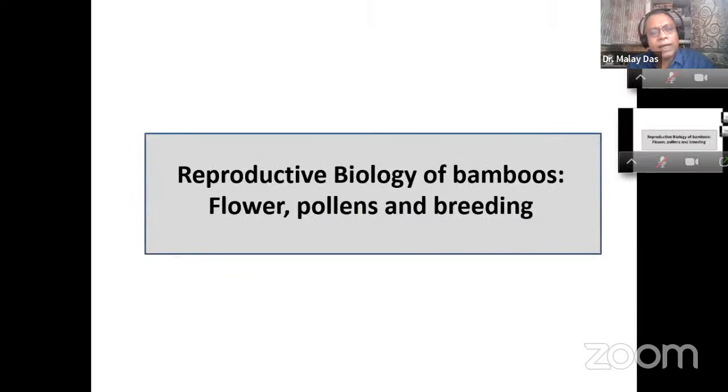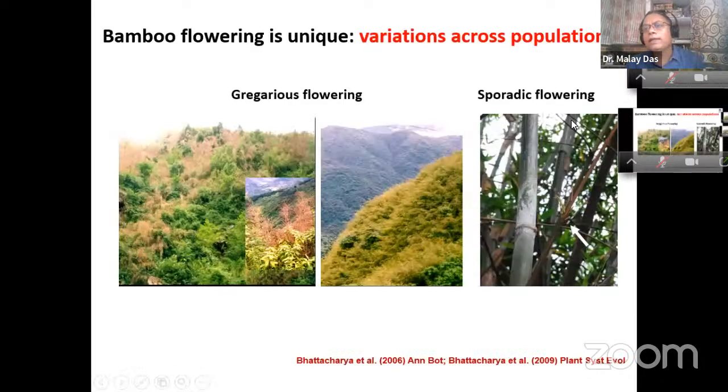Now, from this kind of applied science, I want to switch to fundamental science, and I tell you that our journey in bamboo has been quite rewarding in terms of quenching our thirst to understand the fundamental aspects of the growth of bamboo and the genetics of flowering of bamboo. Now, we particularly focused on the reproductive biology of bamboo, particularly flower, pollen, and breeding. And why do we think bamboo flowering is so fascinating? There are many reasons, many ecological reasons, many physiological reasons, many biochemical reasons.